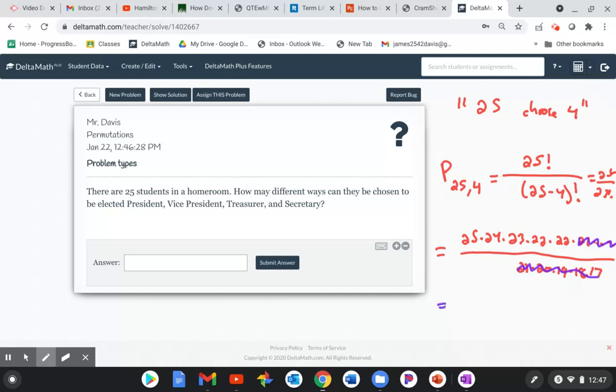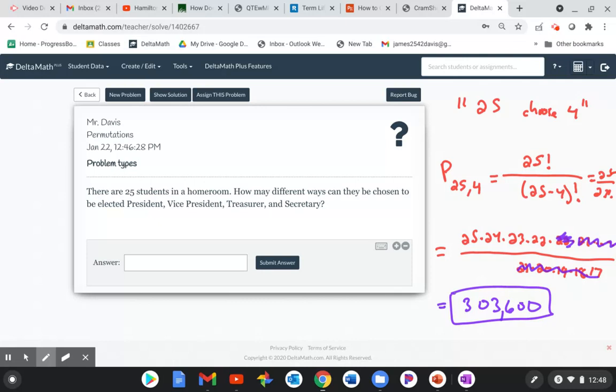So to solve this, all you have to do is type in your calculator 25 times 24 times 23 times 22. No, actually, we had 22 twice there, sorry. And that would be it. So we get 303,600. So that means there's 303,600 ways to choose president, vice president, treasurer, and secretary.